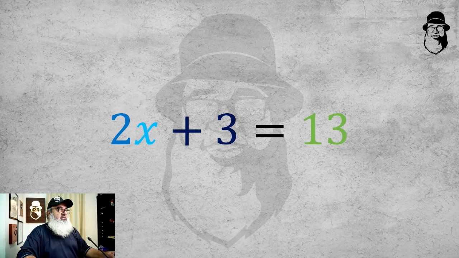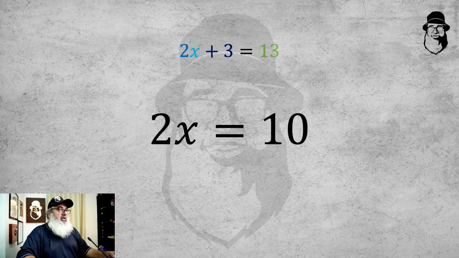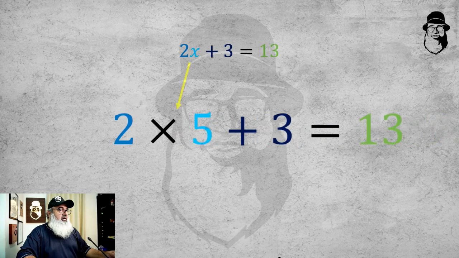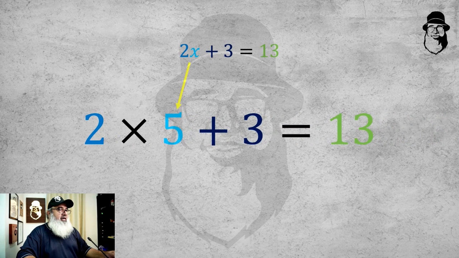We can first take 3 from both sides of the equation. This will give us 2x is equal to 10. Then we can see that x is equal to 5 and this is the answer. To check, 2 times 5 plus 3 is equal to 13. So it is correct.